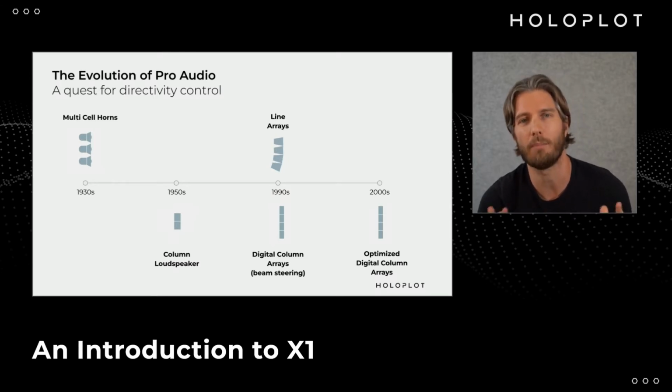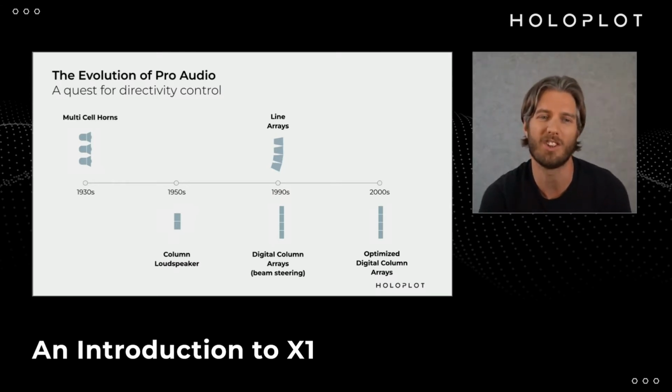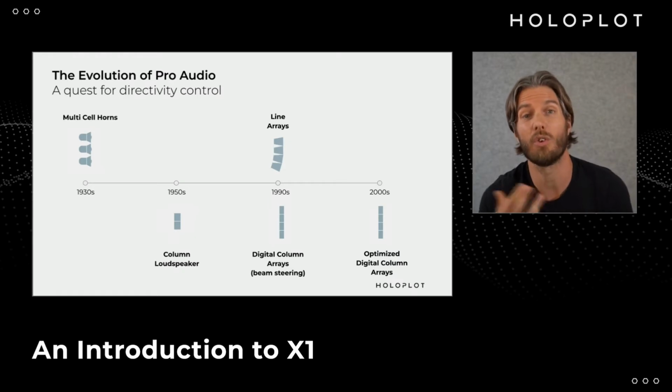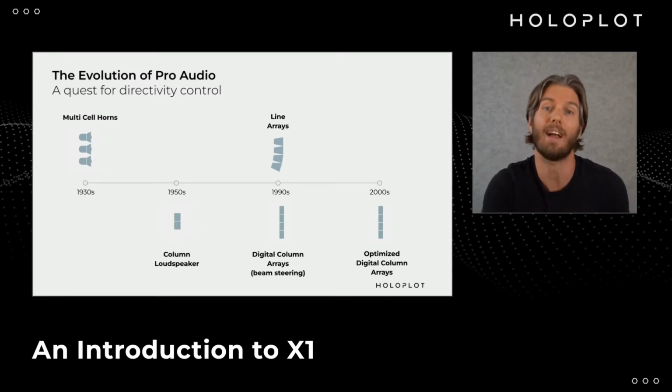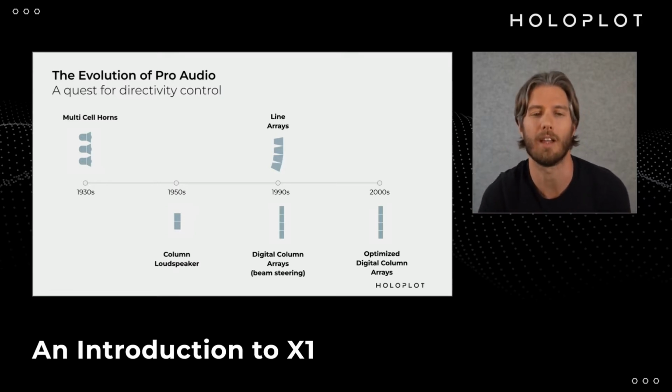And we go from a column loudspeaker, we go through to a digital column array where we actually use DSP to actually control the steering of the system. And then we go to the optimized digital column array, which is when we actually optimize for the coverage. But all of this obviously is only in the vertical axis that we're actually able to control this sound all the way through when we're looking at this.